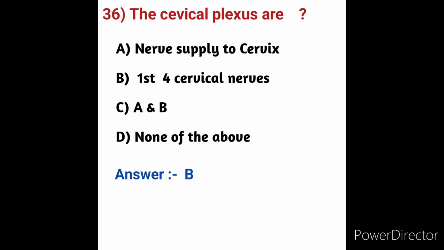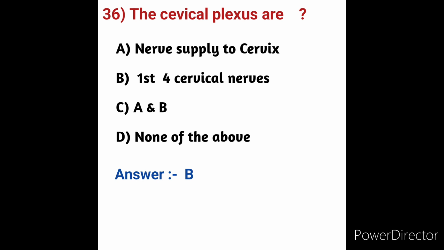Cervical plexus is a complex neurologic structure located within the head and neck. Here C1 to C4 nerves are the cervical plexus, and also the greater auricular nerve, lesser occipital nerve and transverse cervical nerve, and suprasternal and supraclavicular nerves are also included in this cervical plexus.